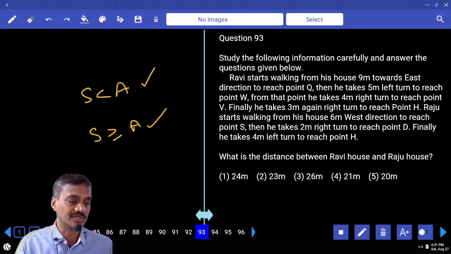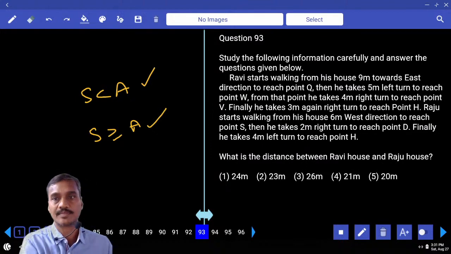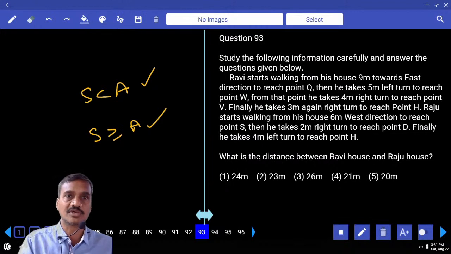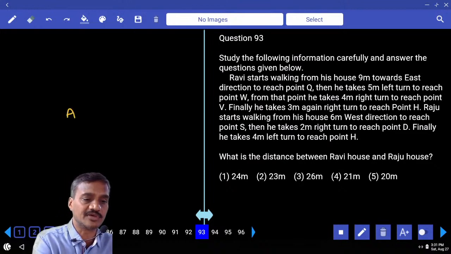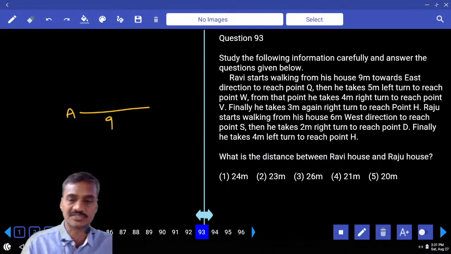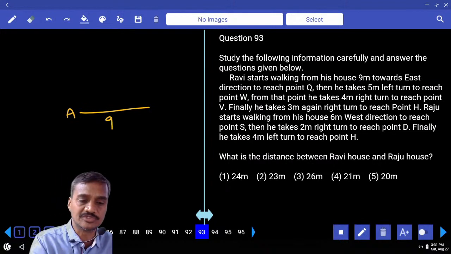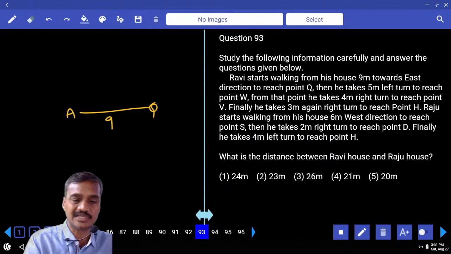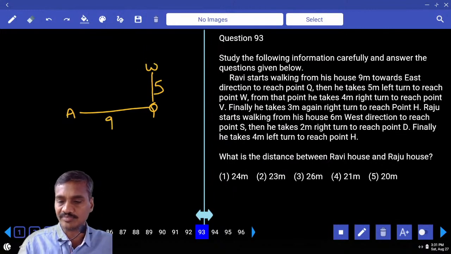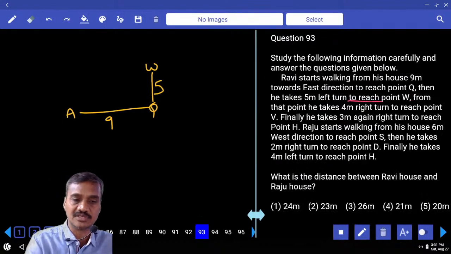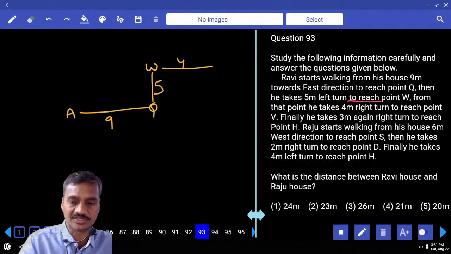Then 93 onwards. 93 onwards it is based on directions. And Ravi starts walking from his house. Now this is the starting point of Ravi. From here first this person walks 9 meters towards east, and reaches point Q. Then he takes 5 meters towards his left hand side, and reaches point W. And from that point he takes 4 meters to the right hand side. From here, 4 meters right hand side.